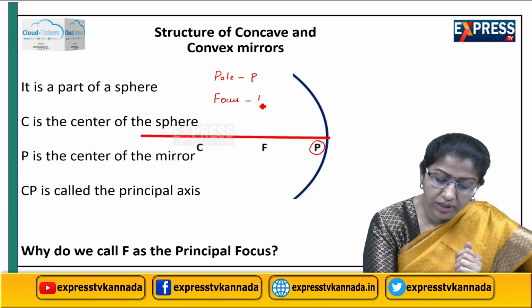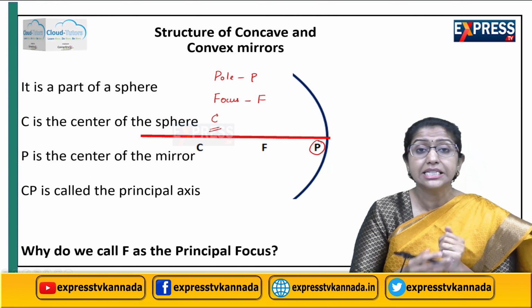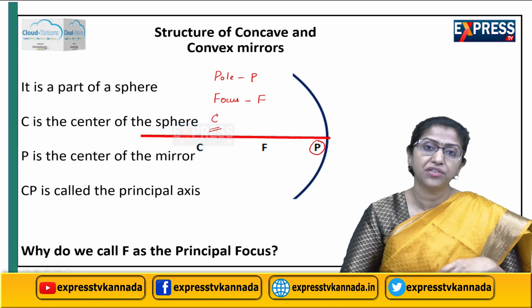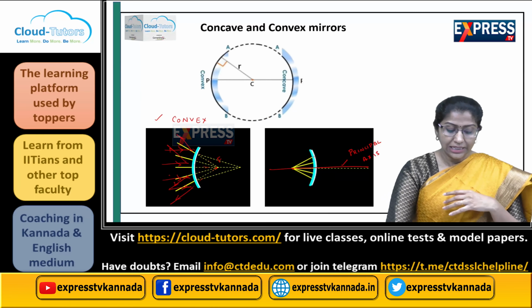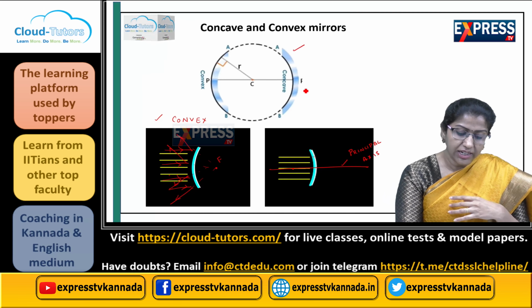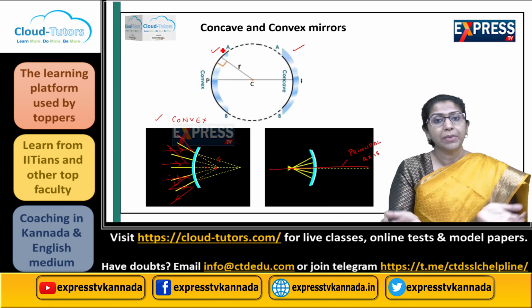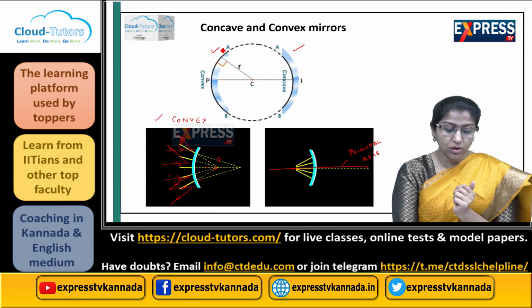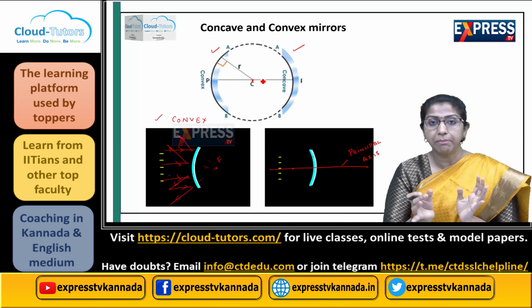You can just write it as focus. And what is this C? C is nothing but the center of curvature. As you have already seen in the previous picture, this here is a concave mirror and this here is a convex mirror. Both of them are a part of a sphere. So here there is a center of the sphere of which both the mirrors are a part.